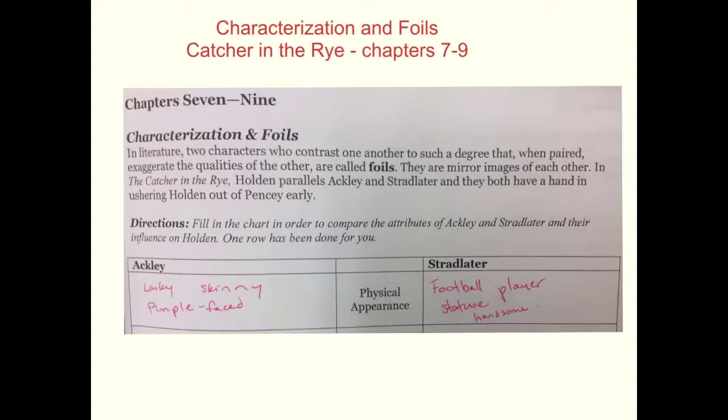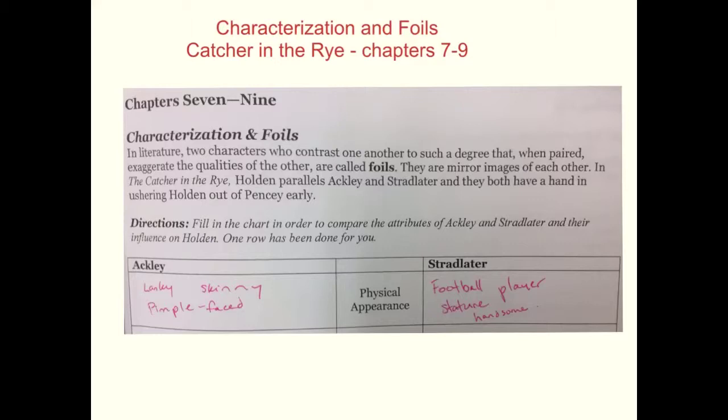So today we're going to talk about characterization and foils in Catcher in the Rye, chapters 7 through 9. Make sure that you've read chapters 7 through 9 before you start doing this assignment. This is page 15 in your booklet. We talk about characterization and foils when we talk about two contrasting characters.